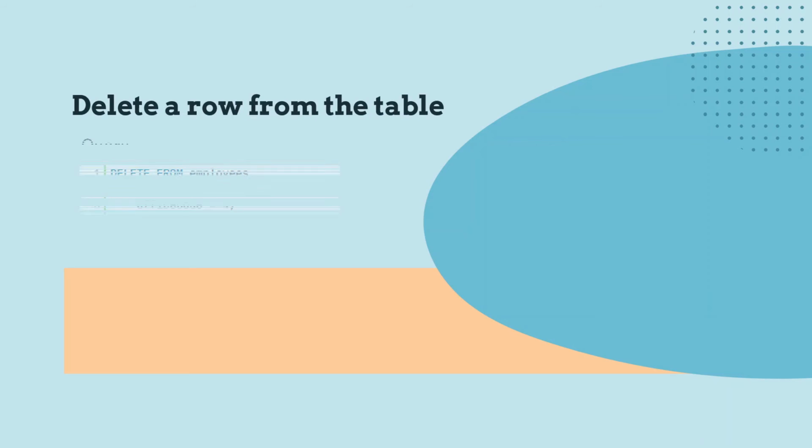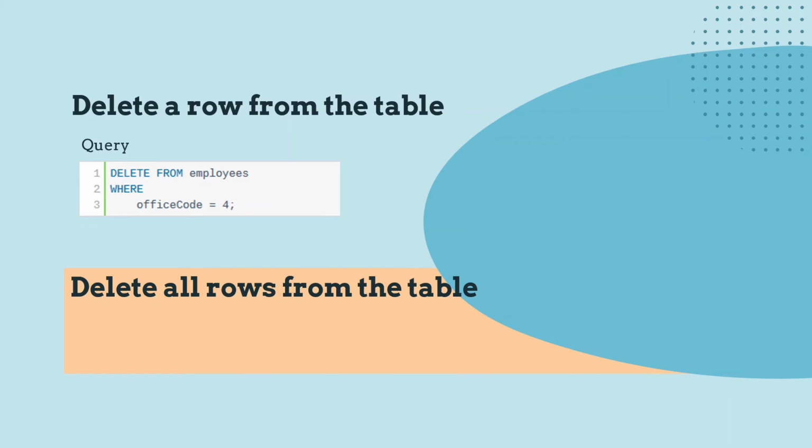Suppose that we want to delete employee data that has the office code 4. We can use the delete statement as shown in this picture to delete the row data that has office code 4. We can use delete from employees, where employees is the table, and then where office code equals 4. And then if we want to delete all rows from the employees table, we can use the delete statement without where as shown in this image. Delete from employees. So we will delete all rows from the employees table.